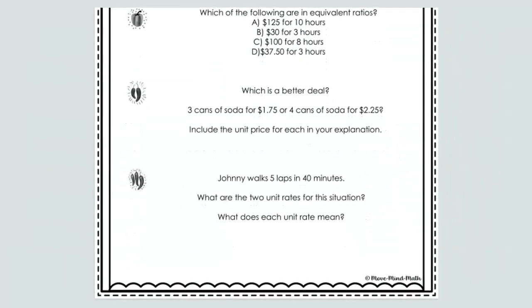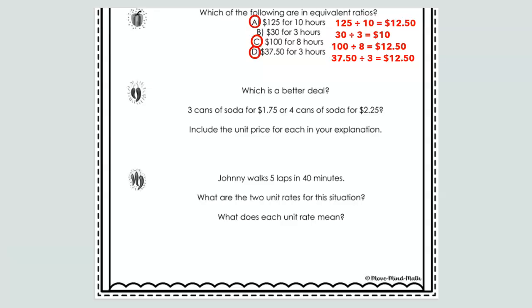Which of the following are in equivalent ratios? Well, to do this, we take the money divided by the number of hours. 125 divided by 10 is $12.50. 30 divided by 3 is $10. 100 divided by 8 is $12.50 again, and 37.50 divided by 3 is $12.50. So that means A, C, and D are your matches that all have the same or equivalent ratios because they all equal $12.50.